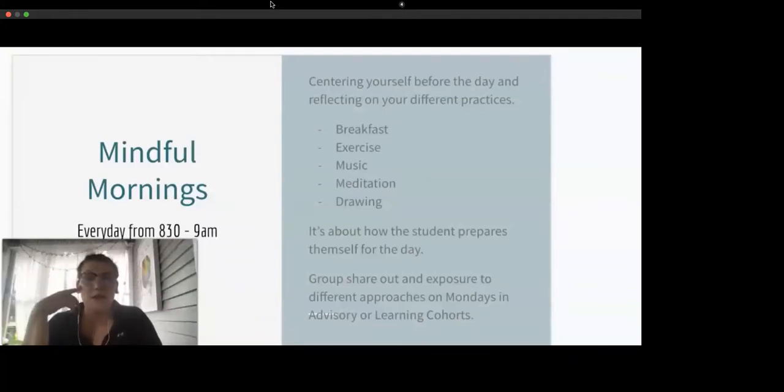It could be everything from eating a good breakfast, exercising in the morning, listening to music, meditating, drawing. Getting your stuff prepped and ready to go is also a really good meditative thing that students can do. You can't do it wrong. We just want you to come into the day centered and focused. And we'll be doing share outs for this in Monday's advisory for the 9th grade and learning cohorts for the 7 and 8. So that's one thing you can be checking in on with your student.